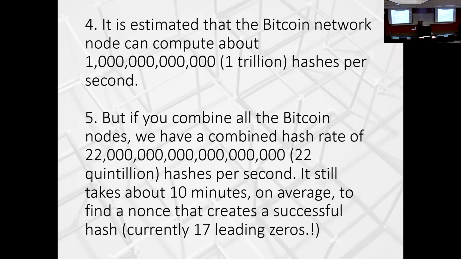In the current Bitcoin network, they can run about 1 trillion hashes per second. So if you just stopped before the nonce, you could do batches very quickly. If you combine all the nodes, you get 22 quintillion hashes per second. It still takes 10 minutes to create a block. Why would it take 10 minutes to create a block? Because it's really, really hard to find that nonce.